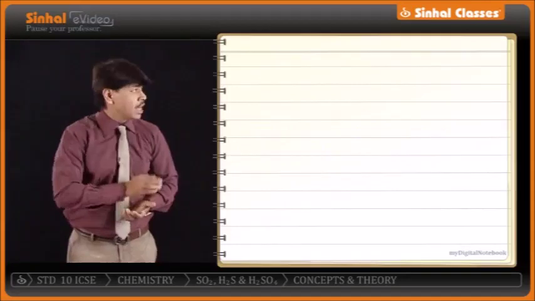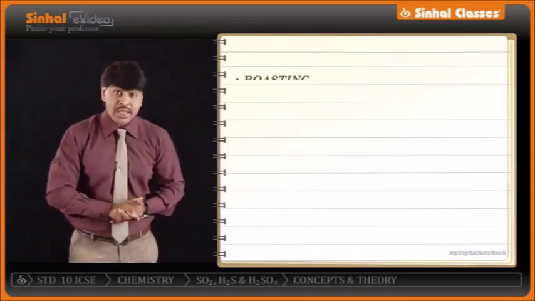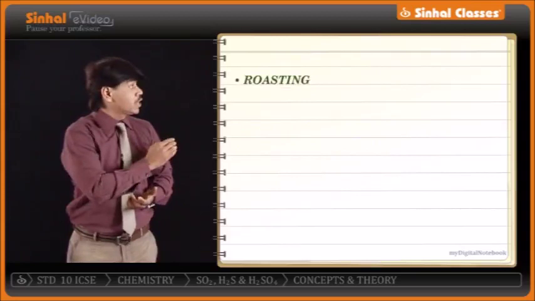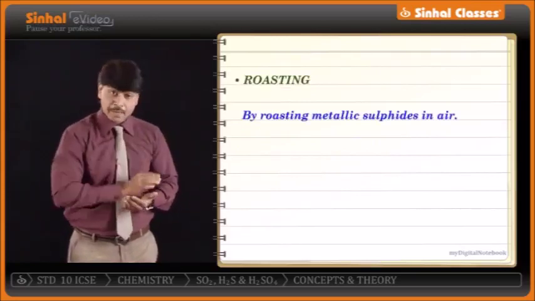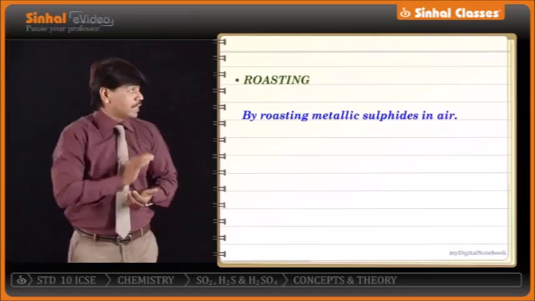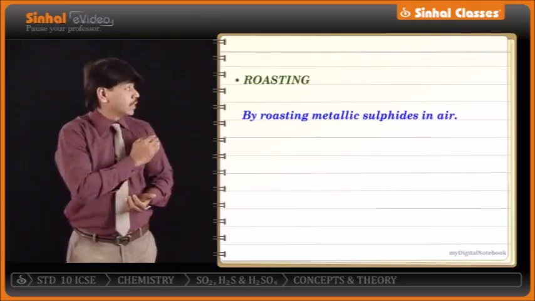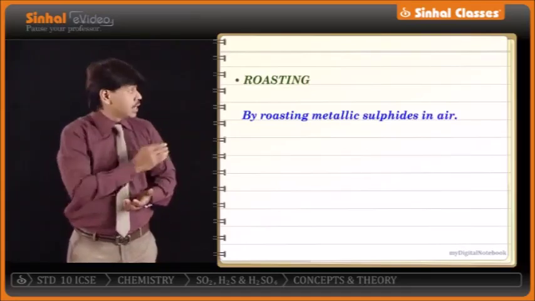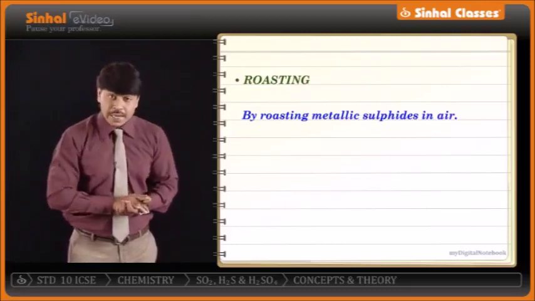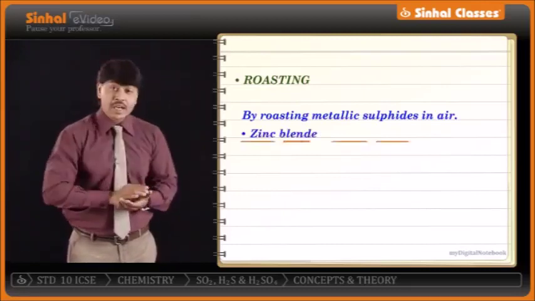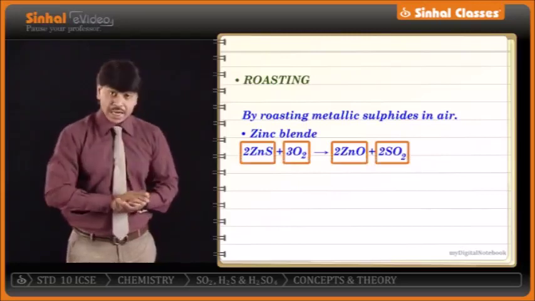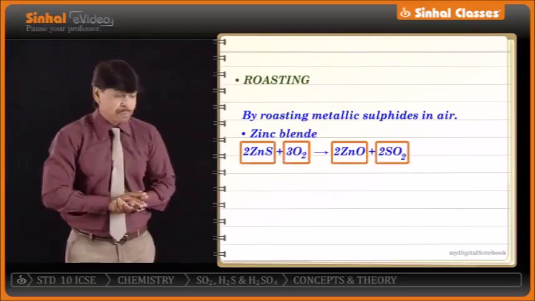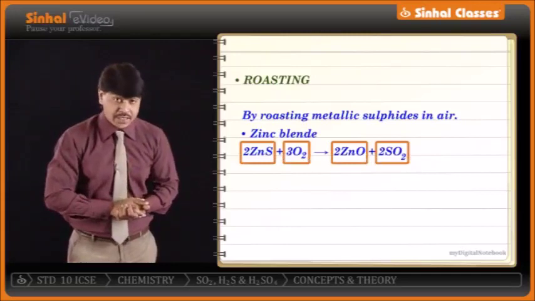The other method is combustion, or you can say roasting, of certain ores of sulfur, metallic sulfides like zinc blende, copper pyrite, iron pyrite. The reaction for that goes as follows. 2ZnS, if roasted in excess of oxygen, that is 3O2, will give you 2ZnO plus 2SO2 gas.